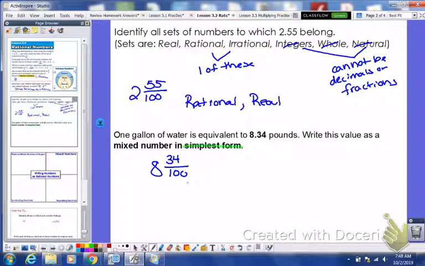I see 34 and 100. I know they're both even, so I know that I can divide both my numerator and denominator by 2. 8 stays the same, so 34 becomes 17, 100 becomes 50. So 8 and 17/50ths, which does not simplify any further. So 8.34 as a mixed number in simplest form would be 8 and 17/50ths.